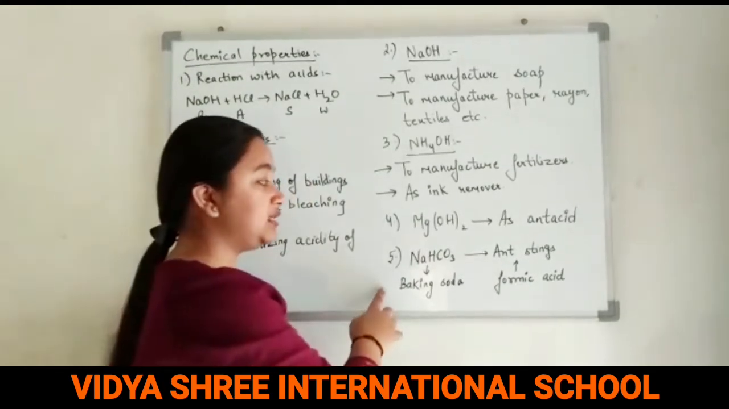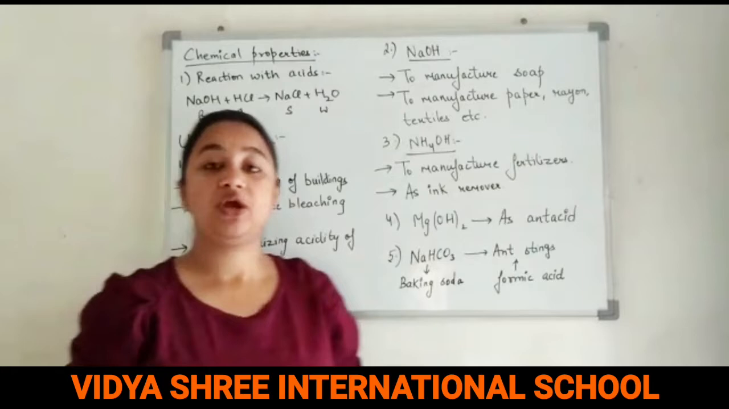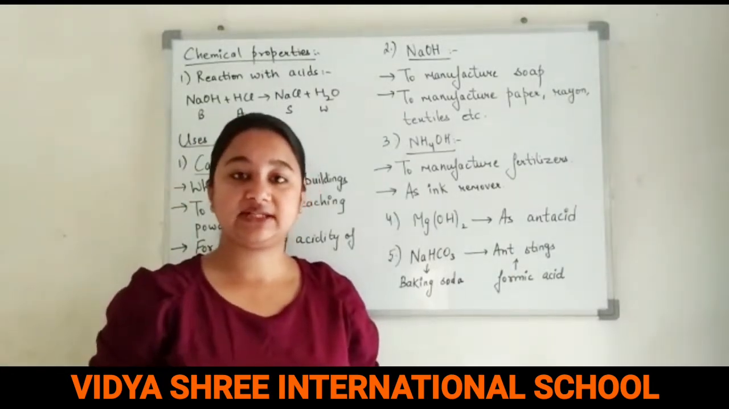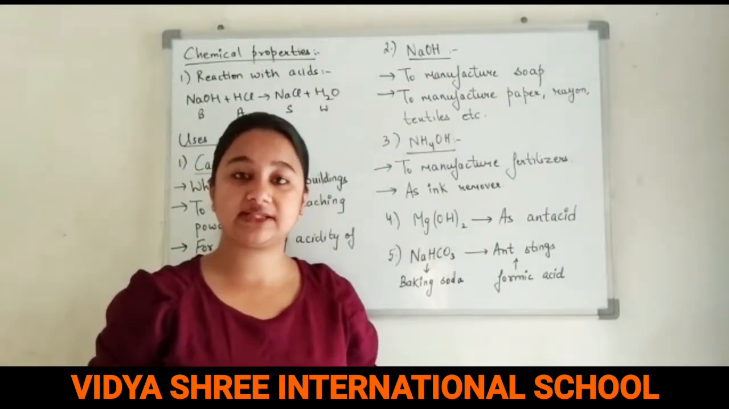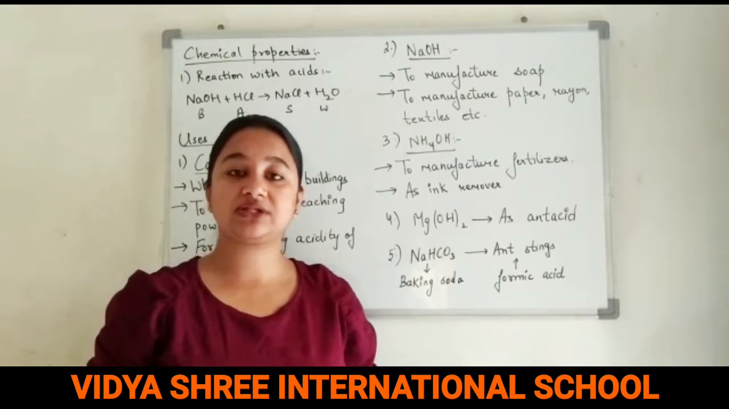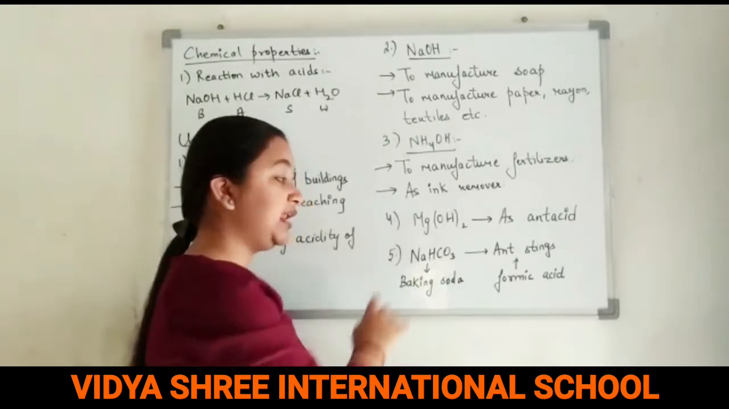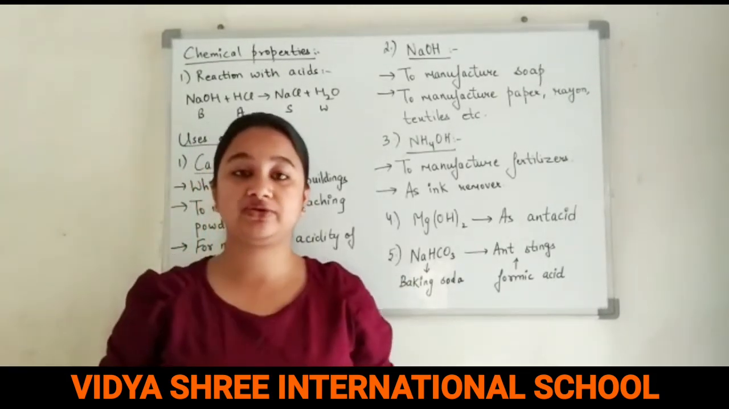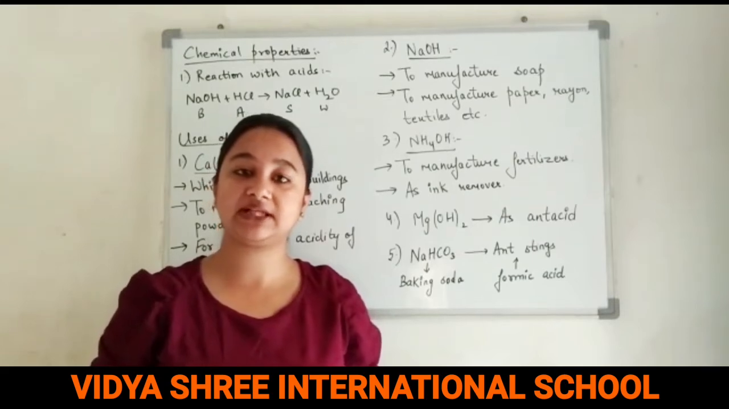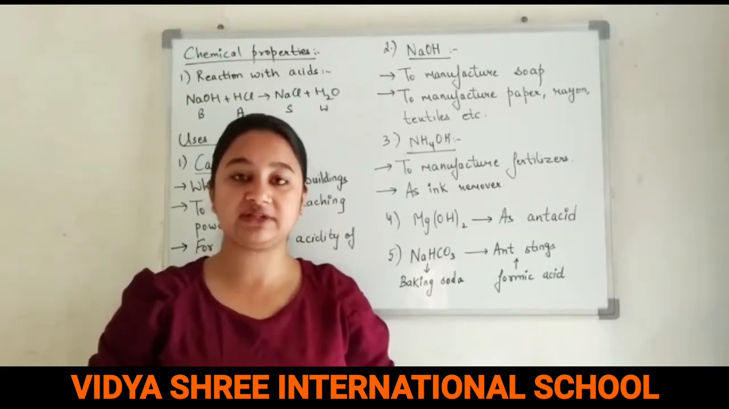And the last one is about the baking soda. Whenever an ant stings, it releases formic acid in the skin, and that formic acid causes irritation in the skin. So to get relief from that irritation, we apply baking soda, that is NaHCO3, which neutralizes the formic acid present in the skin and gives relief from that.